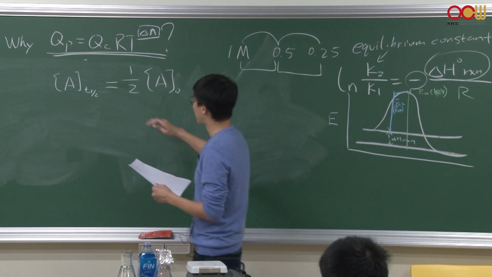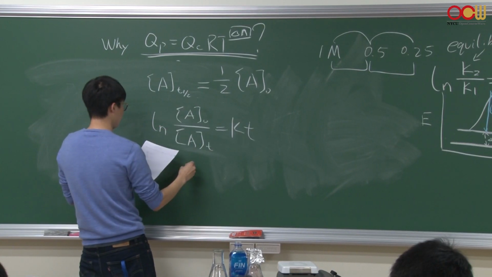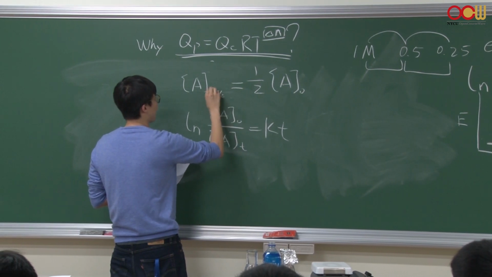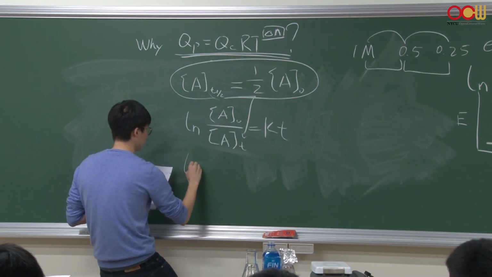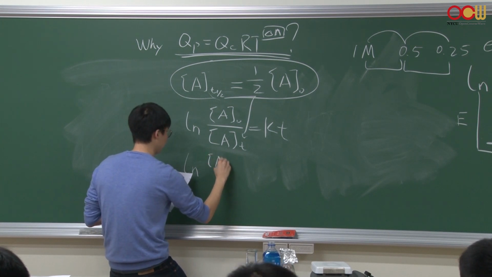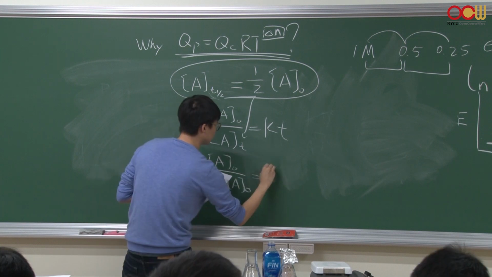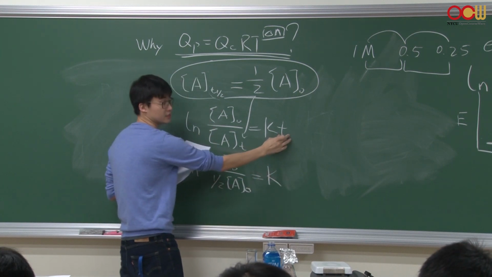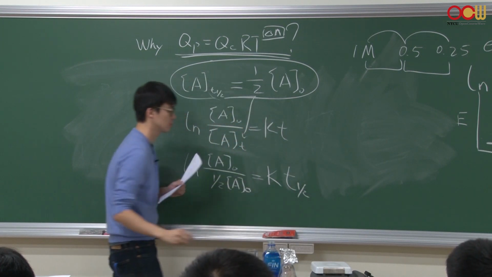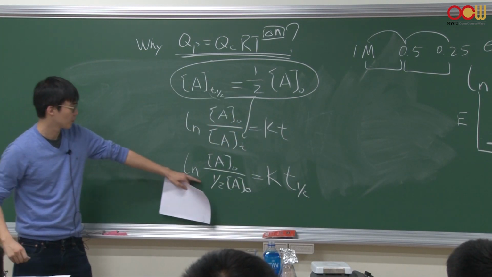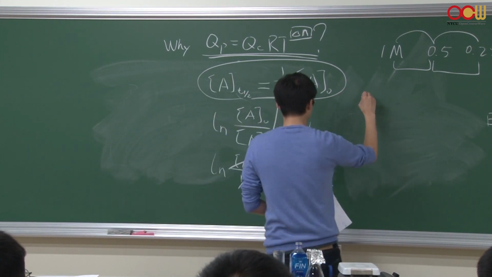So by plugging it into a first order rate law, and then plugging in the half-life here, you will get this, and then we can substitute this T to be the half-life. All right, so these two cancel out, and we rearrange.